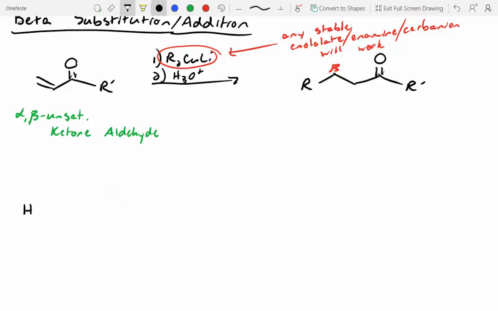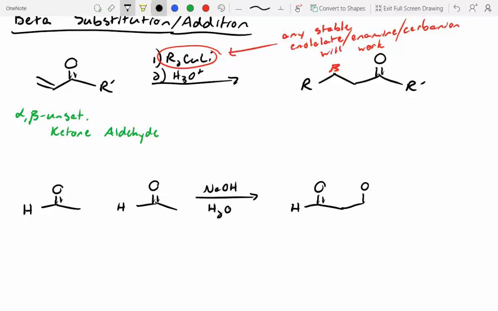The next one that we have was if we treat an aldehyde with sodium hydroxide and water, we'll get an aldol reaction. And if you remember, in the aldol reaction, what you're actually getting out is an alcohol that's beta to your carbonyl, in this case the aldehyde. So this would be a beta hydroxy aldehyde.